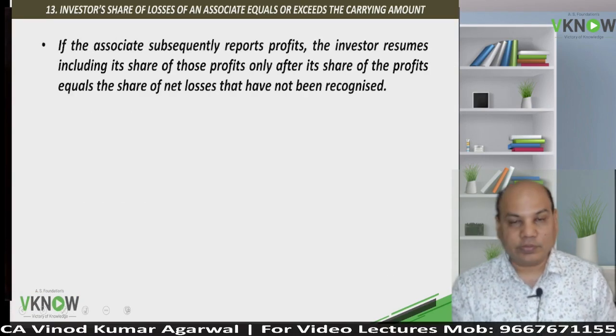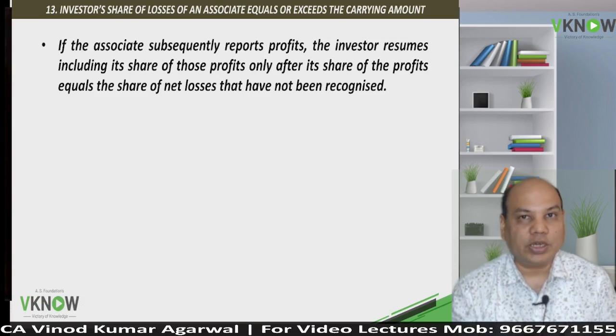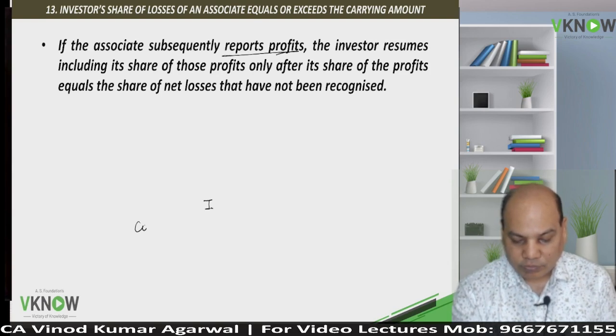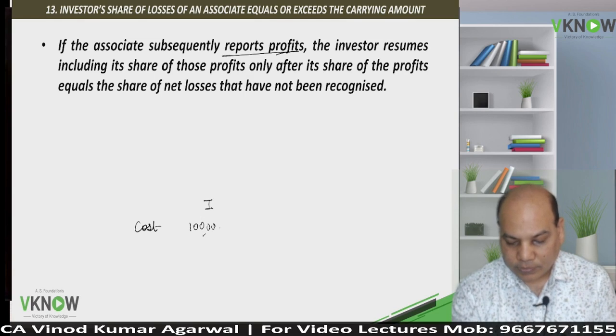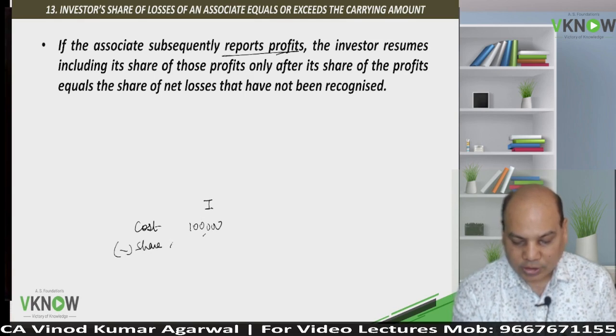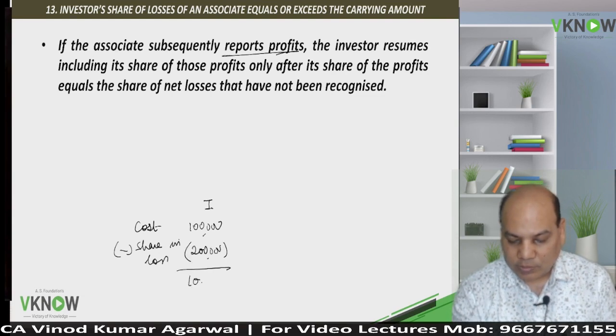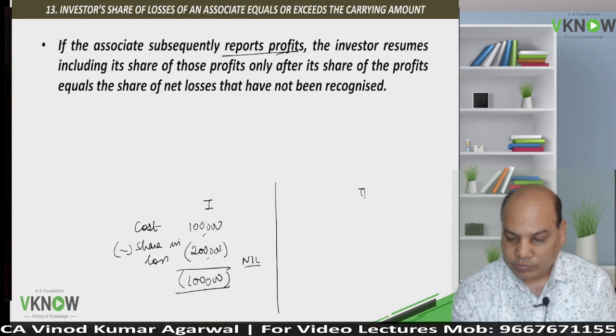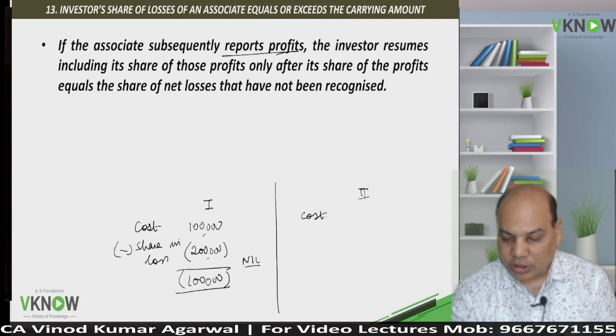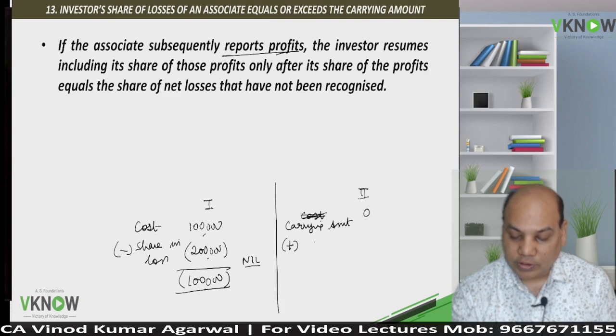And the third point is, suppose later on the associate starts making profit. Remember our first year cost was 1 lakh, share in loss, continuously pay attention, share in loss 2 lakh, negative amount is 1 lakh, but we have disclosed nil value. Now I'll come to year 2. In year 2, my opening balance will be 0 because last year was 0. So carrying amount, opening balance 0, but they have started making profit.